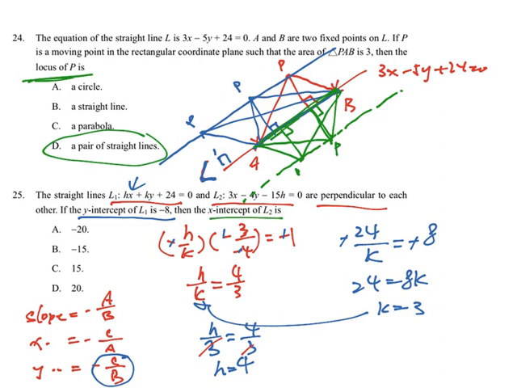Finally, we need to see the x-intercept of L2. For the x-intercept of L2, the x-intercept is -c over a. So -15h over a3. So negative becomes positive, 15h divided by 3. So the answer is D, 20.